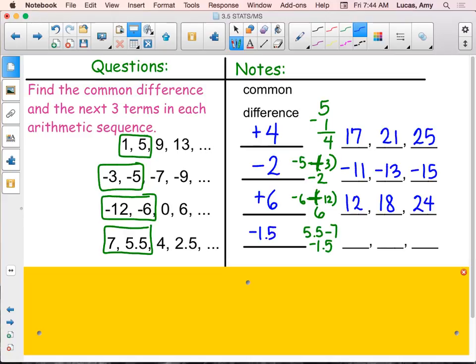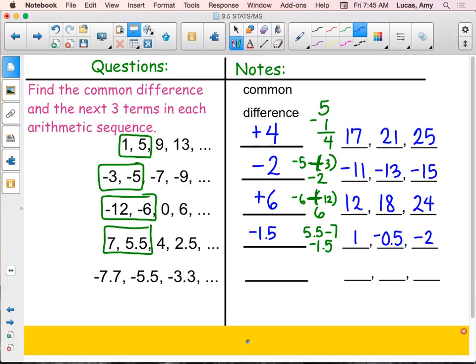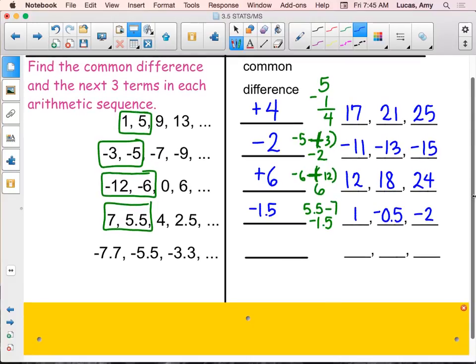So if I continue going down 1.5, 2.5 minus 1.5 is 1. Then 1 minus 1.5 is negative 0.5. Negative 0.5 minus 1.5 is negative 2. You can use a calculator on these, so if you're not very good with negative numbers or decimal numbers, don't worry about it.